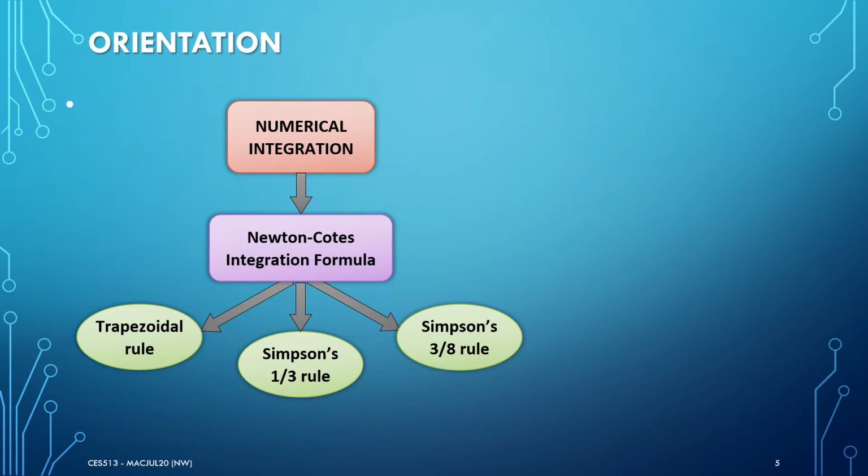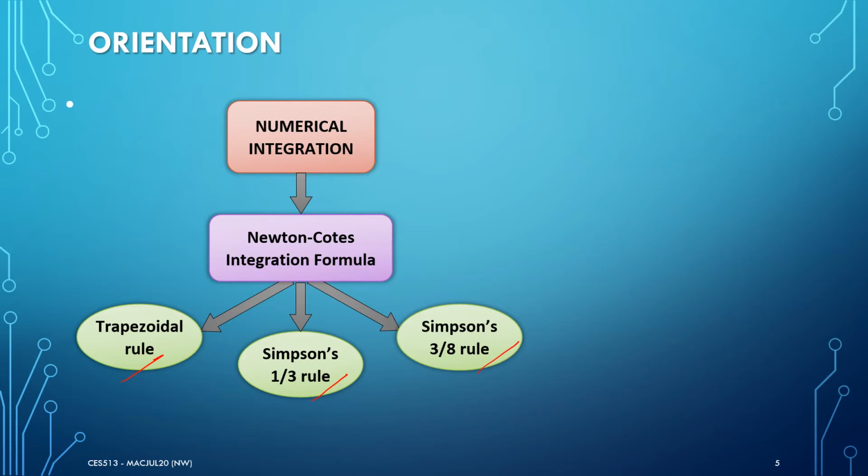Now, before we proceed to our main objective of this topic, which is numerical integration methods, some further orientation might be helpful for you to study. The figure here provides an overview of the numerical integration methods, and three of the most widely used Newton-Cotes formulas are discussed in detail: the trapezoidal rule, Simpson's 1/3 rule, and Simpson's 3/8 rule.